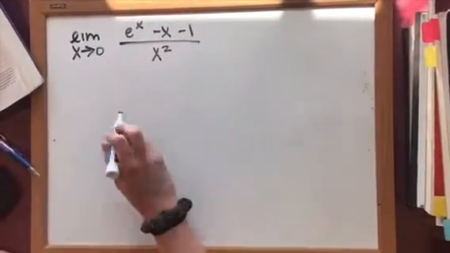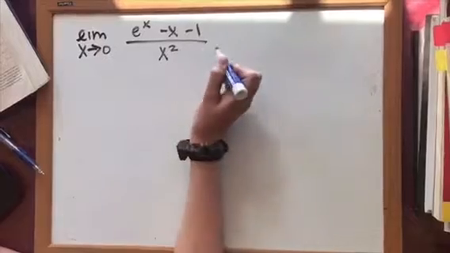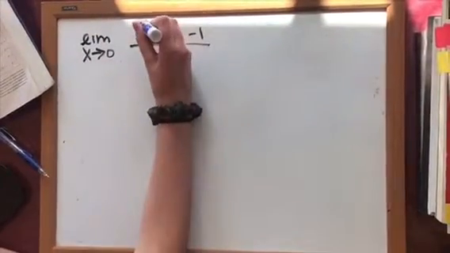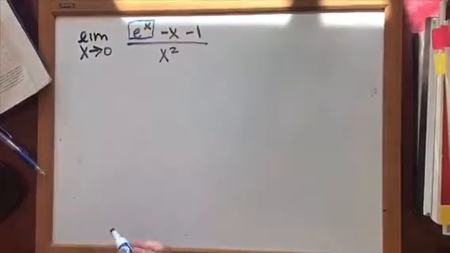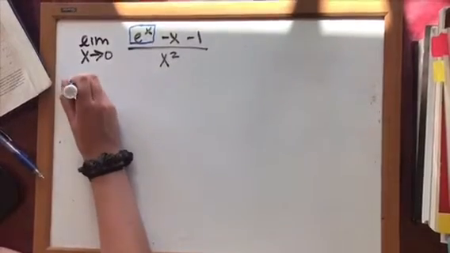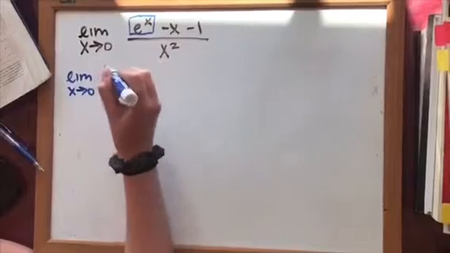Use a series to find the limit as x goes to 0 of (e^x - 1) all over x squared. So the first thing we're going to want to do is take this e to the x and write out the series expansion for it. So we have the limit as x goes to 0.